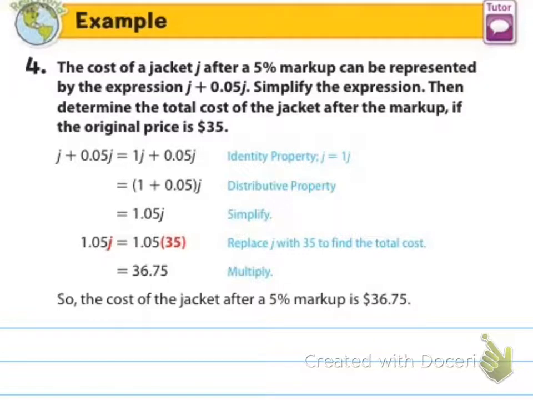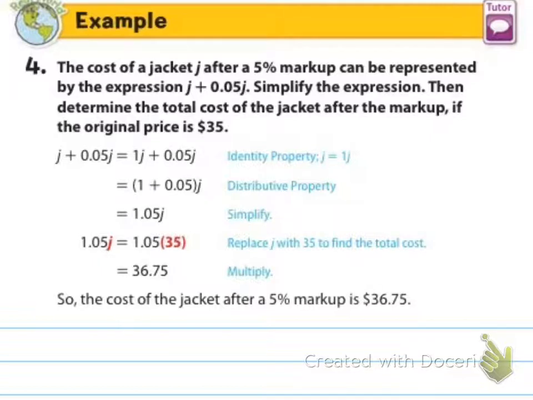So example number 4, the cost of a jacket, J, after a 5% markup can be represented by the expression J plus 0.05 times J. Simplify the expression and then determine the total cost of the jacket after the markup if the original price is $35. All right, so here's the thing, and I hope that you catch on to what we already have done before. If they're telling us the cost of the jacket and we're going to have to mark it up by 5%, that means we're increasing it by 5%. We're not discounting it, we're marking it up. So that means that the final price ends up being more expensive.